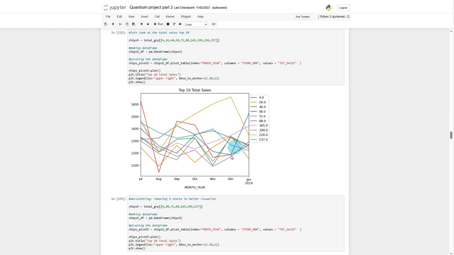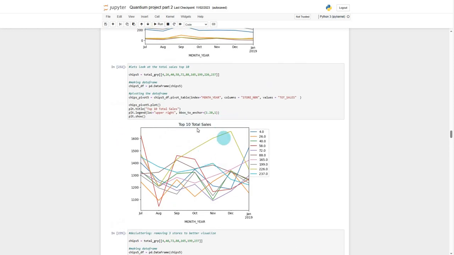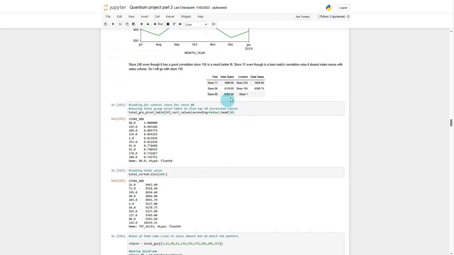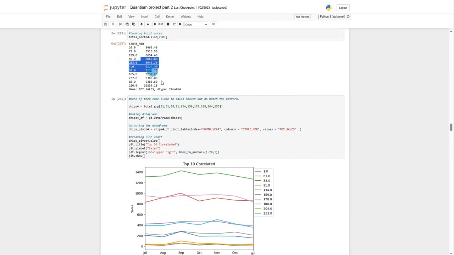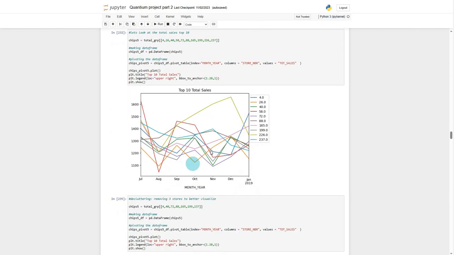So with this one, instead of the correlations, I looked at the top 10 total sales. This one, store 88, is 9,383 in total sales. So that's basically the top end, as you see here, of the total sales by store number. So you have store 237 that comes close to it, and 226, store 165. So the correlations weren't really going to work for this. So I was looking at the total sales.